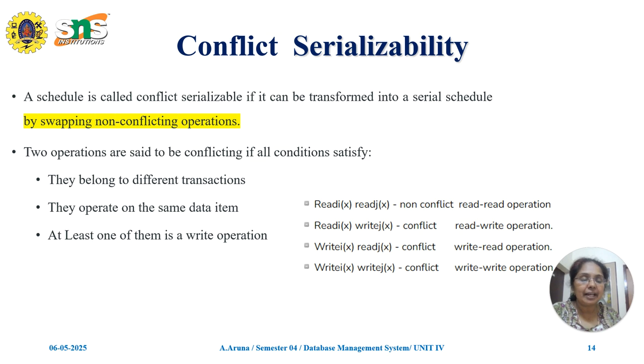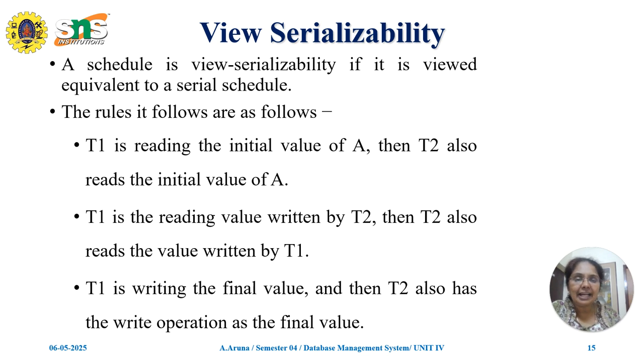We go for view serializability only when the conflict serializability test fails. What do we mean by view serializability? It checks whether the schedule is view equivalent to a serial schedule or not. We check it using three conditions. The first condition is the initial read, that is, read and write. The second is the updated read, that is, write and read. The third condition is the final write, that is, the final value and which transaction updated it. These three conditions we have to check for view serializability.